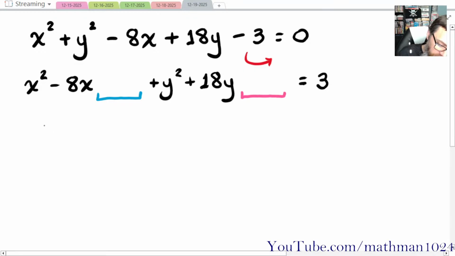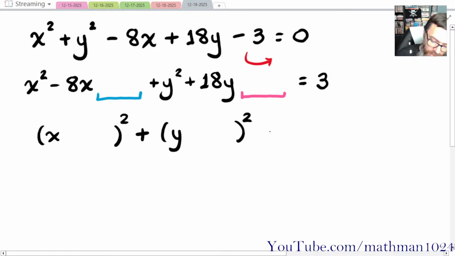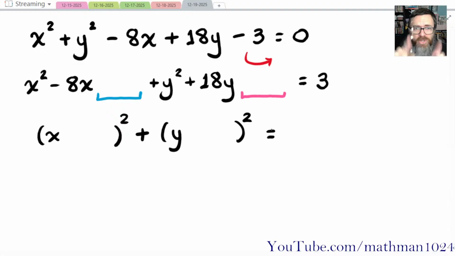So all the stuff here on the left, I'm hoping will become x with something squared, and then plus, we'll have y and something squared over in the second half of that. Now on the right side, we're not going to have 3 because whatever adjustments I make to complete the square, I have to make those same adjustments to the other side. All right, so let's complete the square.